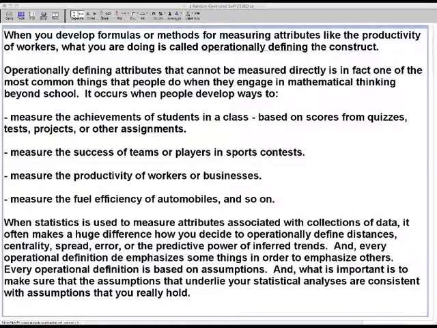And so on. When statistics is used to measure attributes associated with collections of data, it often makes a huge difference how you decide to operationally define distances, centrality, spread, error, or the predictive power of inferred trends. And, every operational definition de-emphasizes some things in order to emphasize others. Every operational definition is based on assumptions. And, what is important is to make sure that the assumptions that underlie your statistical analyses are consistent with assumptions that you really hold.